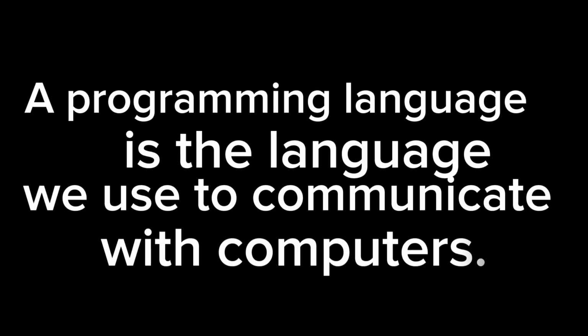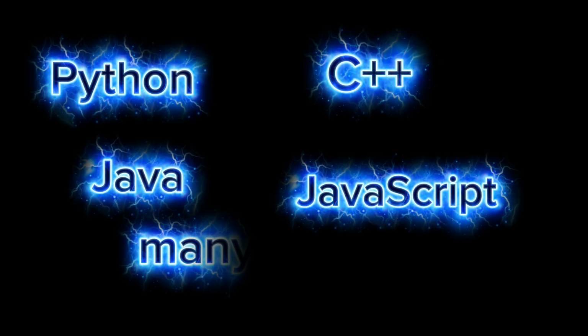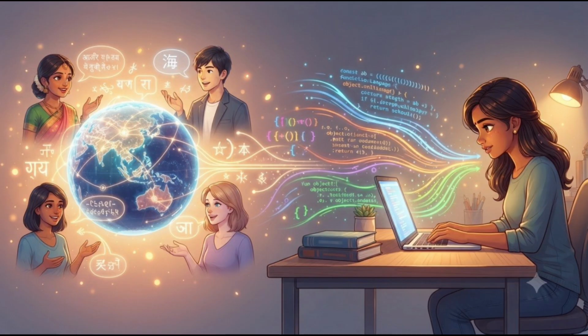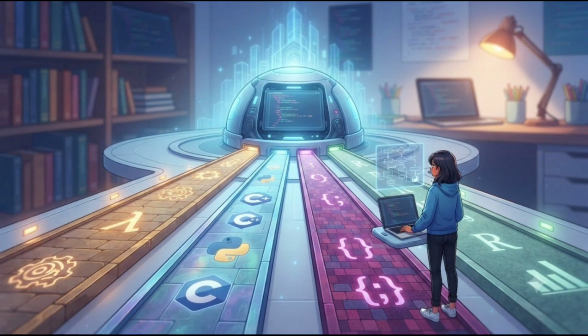The fourth term is programming language. So what is a programming language? A programming language is the language we use to communicate with computers. Some programming languages are Python, Java, C++, and JavaScript, and many more. For example, different countries have different spoken languages. In the same way, programmers use different programming languages depending on what they want to build.